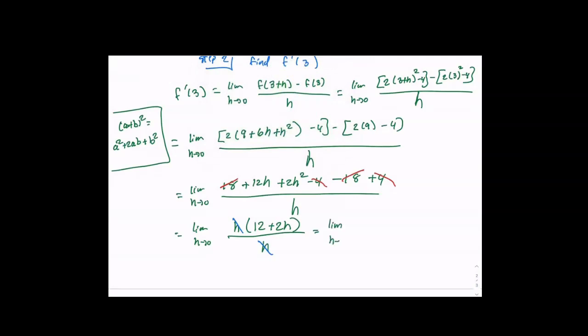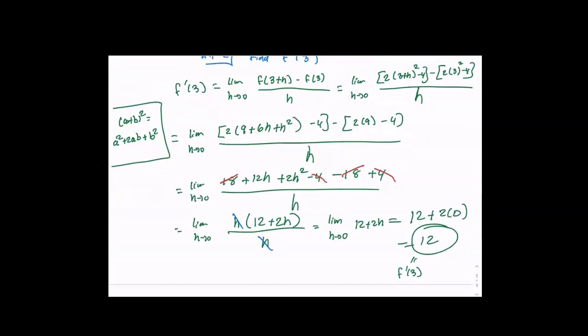Limit as h approaches 0 of 12 plus 2h. And what is the answer? How do I find the answer? Plug in 0 for h, so your answer would be 12. Now I'm going to circle that, because is that my final answer for the problem? No, that's your answer to f prime of a.